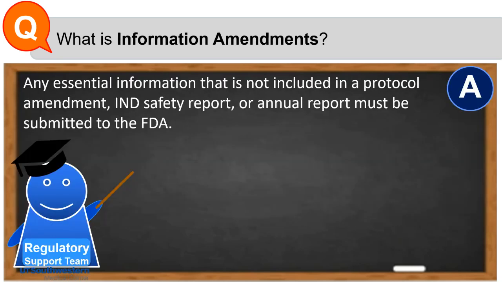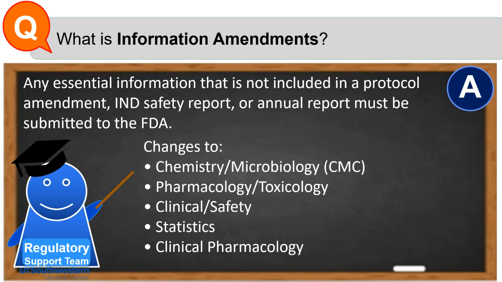The last major type of IND amendment is information amendment. This includes any amendment to an IND application with information essential to the investigational product that is not within the scope of protocol amendments, safety reports, or annual reports. For example, information amendments to IND applications may include new toxicology, chemistry, or other technical information, or a report regarding discontinuance of a clinical or non-clinical investigation.